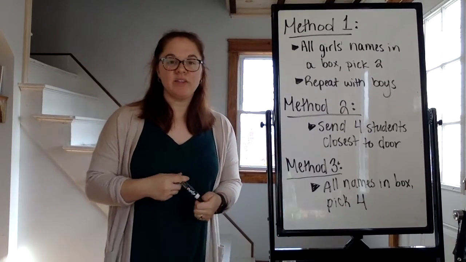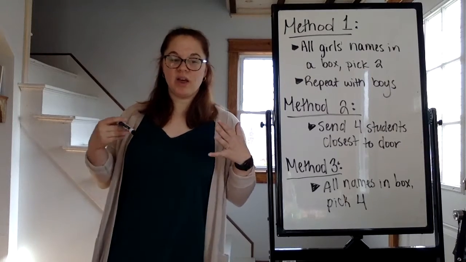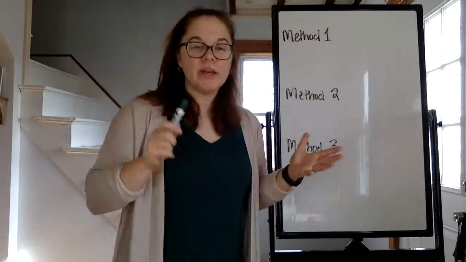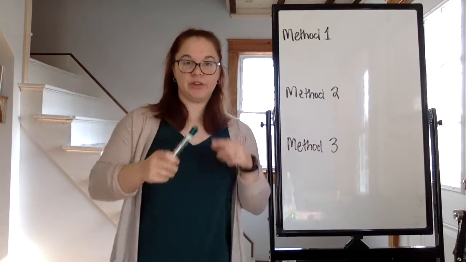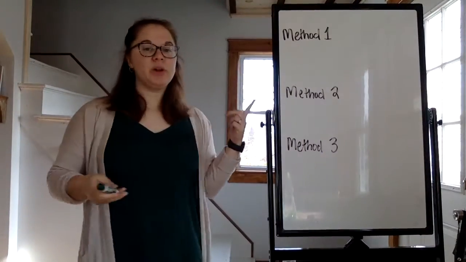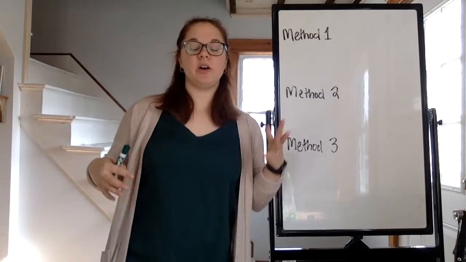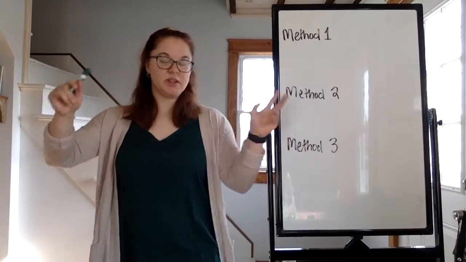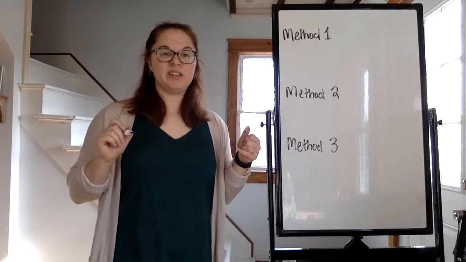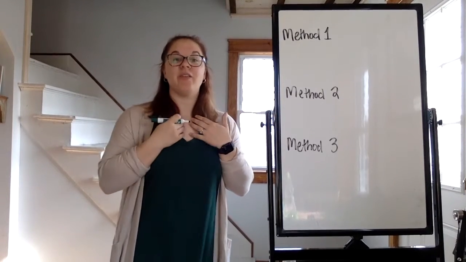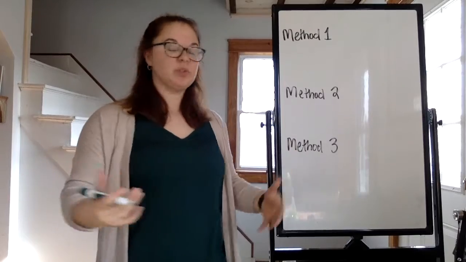Let's identify the random elements of these. We're going to outline what is random about these in green. Remember, method 1 was putting all the girls' names in a box, all the boys' names in a box, picking 2 from each. What's random there is drawing names out of a hat. I don't have a bias. I don't pick which one.